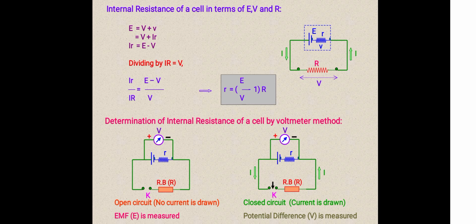If we want to calculate, first we calculate the value of E by using the voltmeter with the key open, and then with the key closed we find the value of capital V. Then by using the formula r equals (E by V minus 1) into R, we can find the value of small r, the internal resistance. Okay, thank you.